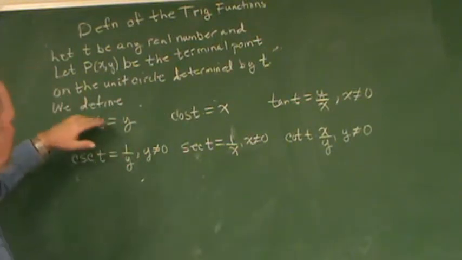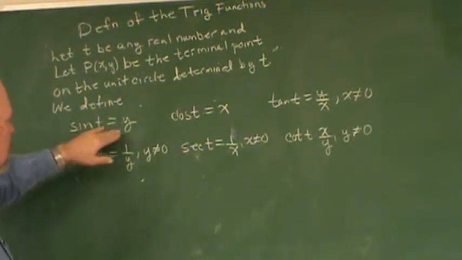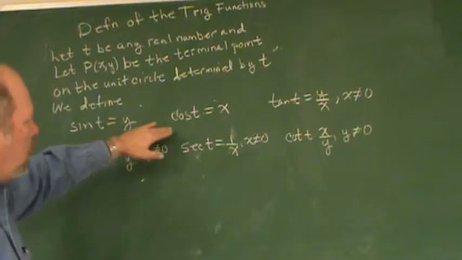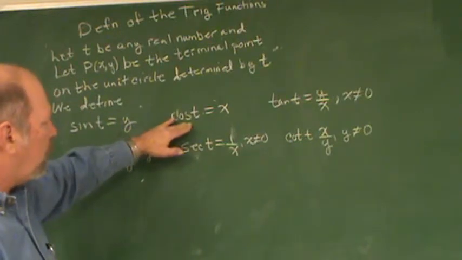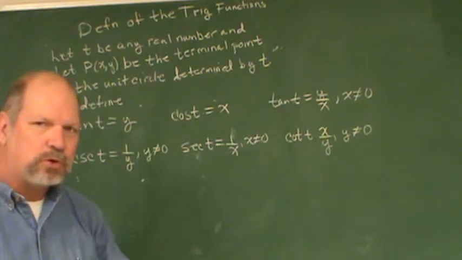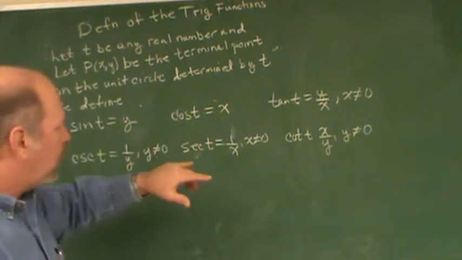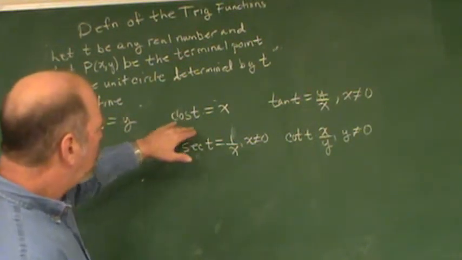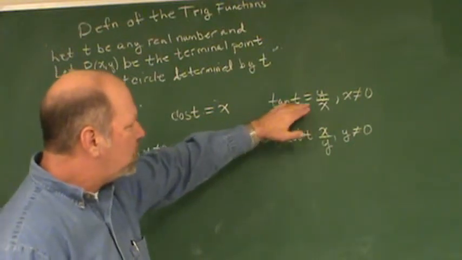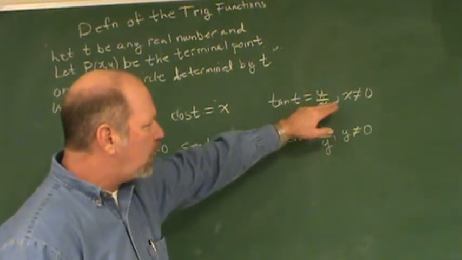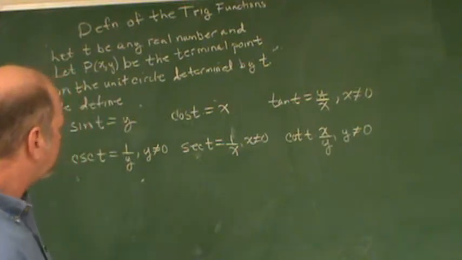So we're going to define that the sine of t is equal to y, and the cosine of t is equal to x. Those are the two main ones that you need to remember. You need to remember all these, but everything comes out of sine and cosine. And then the tangent of t is going to be y divided by x, where x is not equal to 0.